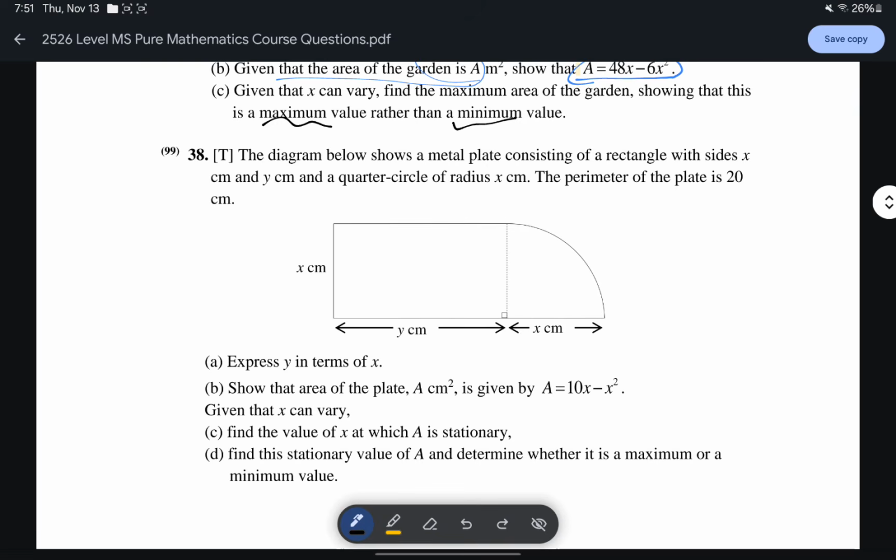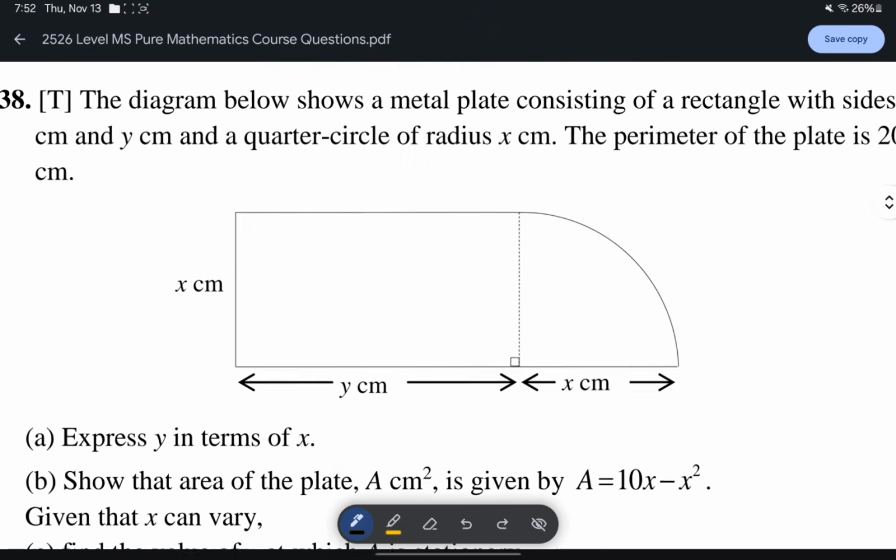Okay, number 38. The diagram below shows a metal plate consisting of a rectangle with sides x and y and the quarter circle of radius x. The perimeter of the plate is 20. Okay, part A, they want us to express y in terms of x. So first thing, we know that the perimeter is 20. Yani this plus this plus this whole thing plus this all together gives you 20.